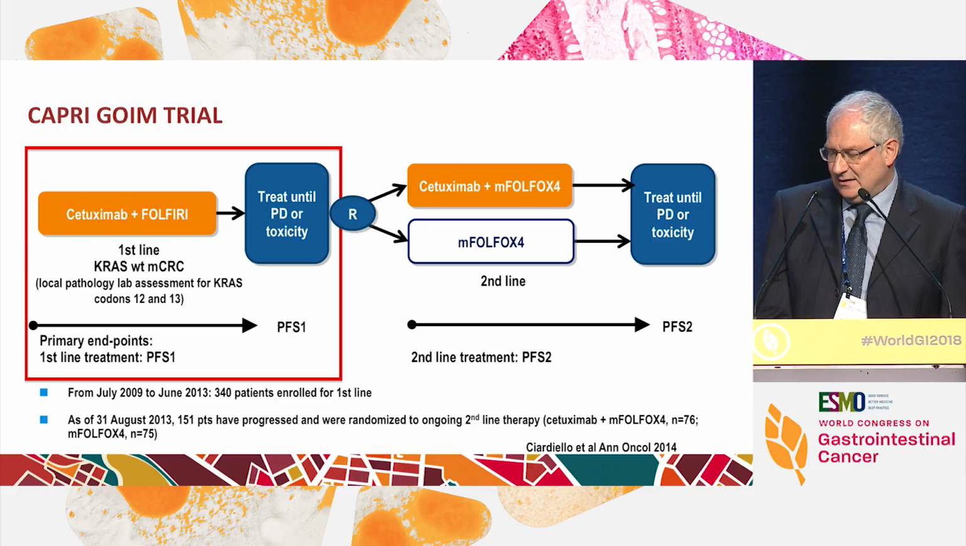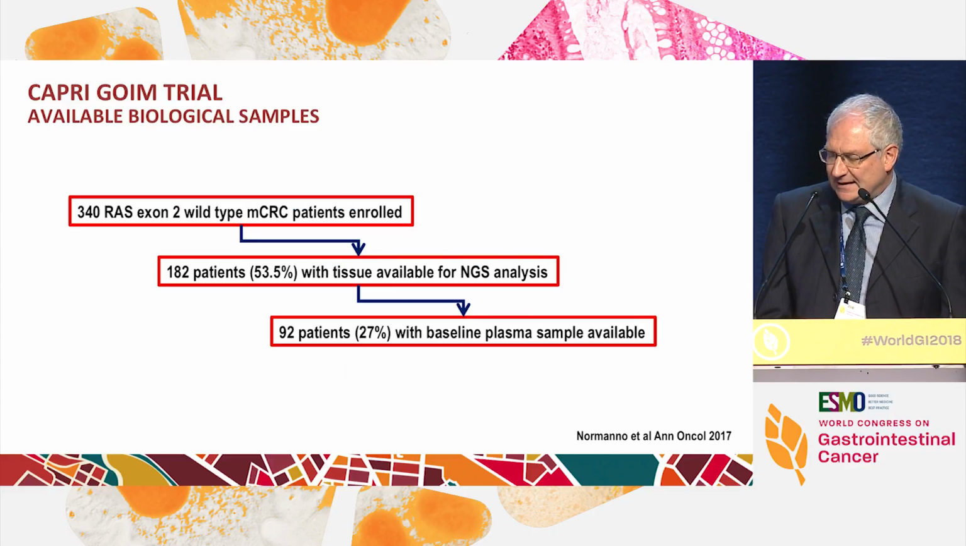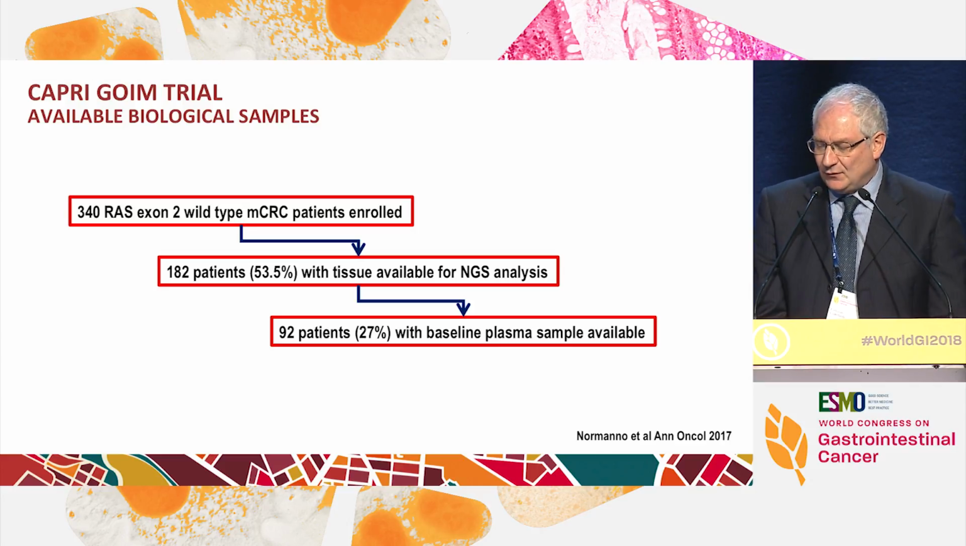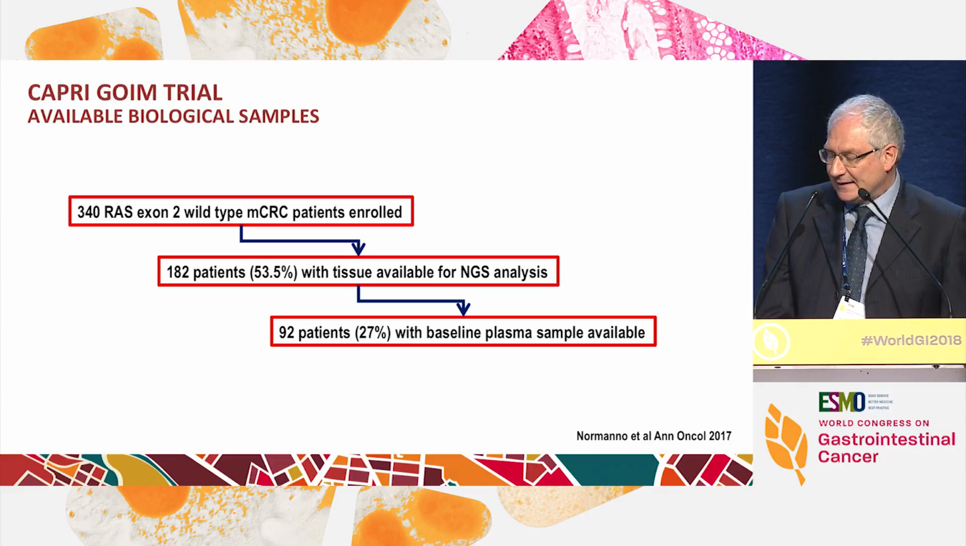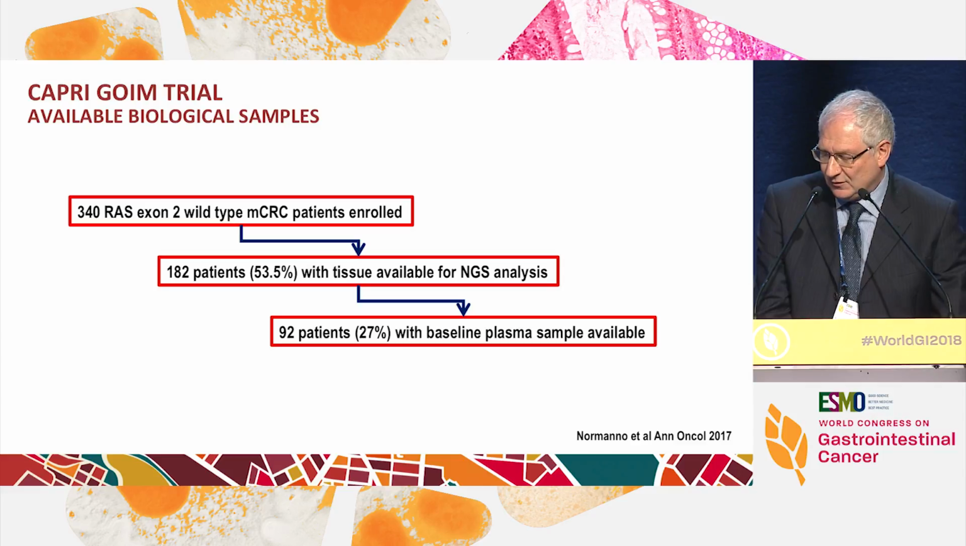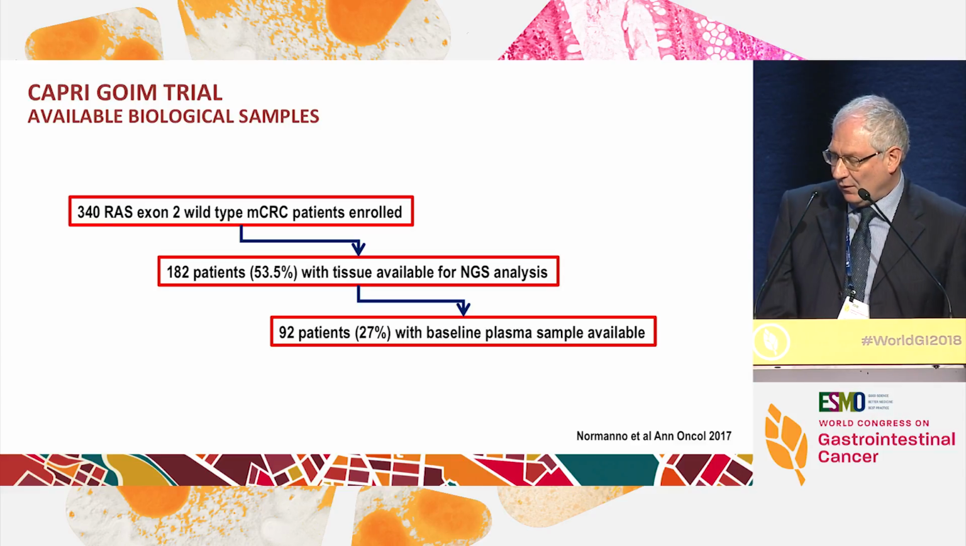Within our trial that we did a long time ago, the so-called CAPRI GOIM trial, we tried to see if this could be reproduced. And in the trial, we had originally 340 RAS exon wild type, KRAS exon 2 wild type patients, and out of these 182 patients were tested with a simplified NGS analysis on the tissue, on the primary tissue, and half of these patients were also having a baseline plasma sample that was available for testing.